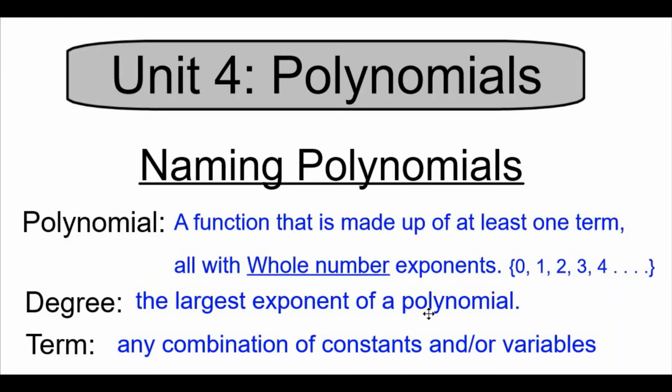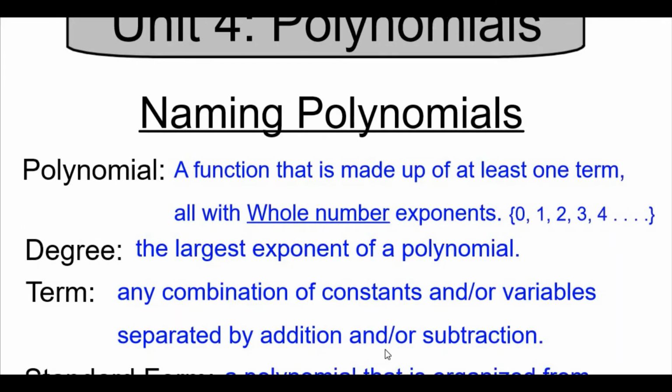So in a quadratic, that would be a 2, and that's why it's called a quadratic. A term is any combination of constants or variables separated by addition or subtraction signs.